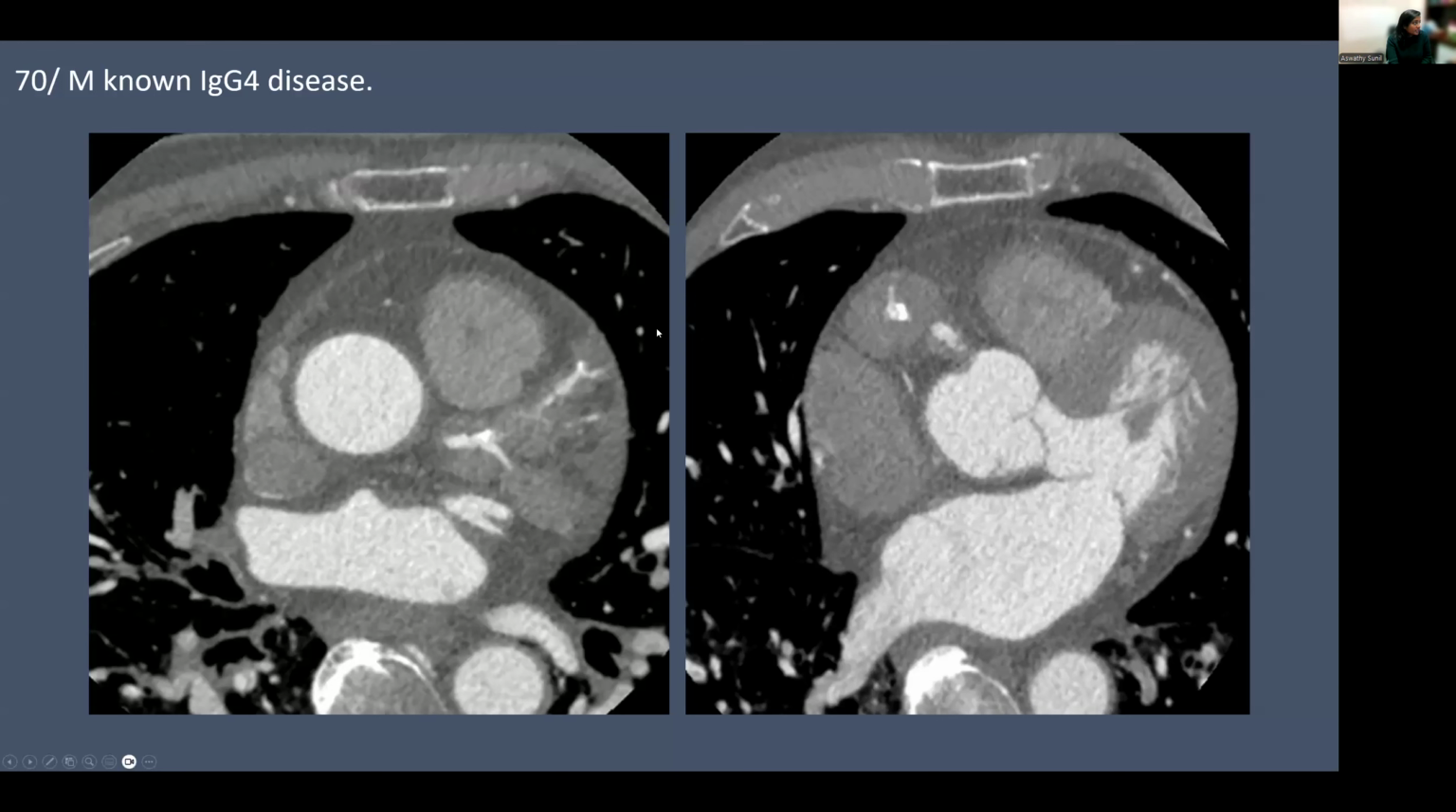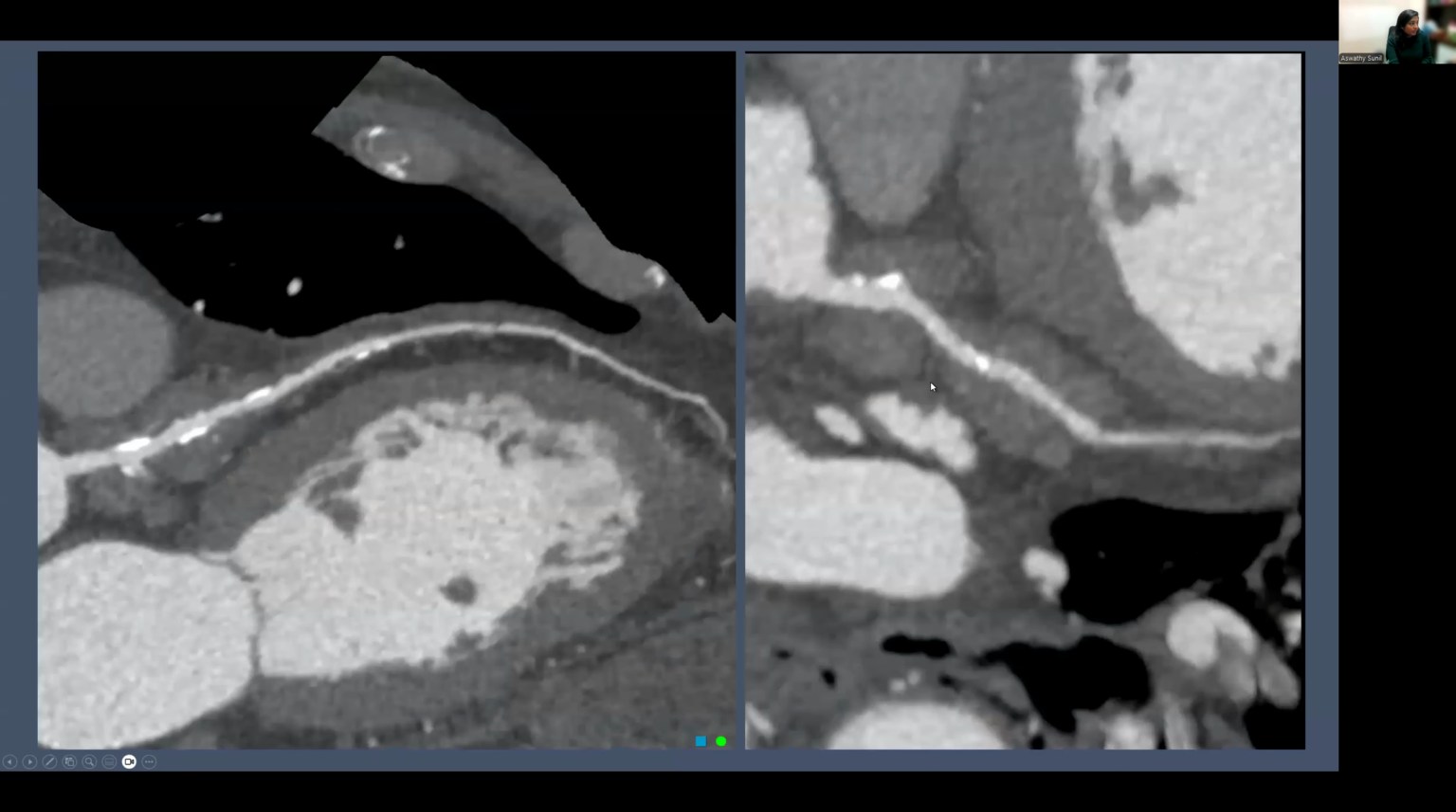This is a cardiac CT of a 70-year-old male with known IgG4-related disease, and you see this diffuse thickening of the coronary arteries, which is again seen on these reconstructed images.